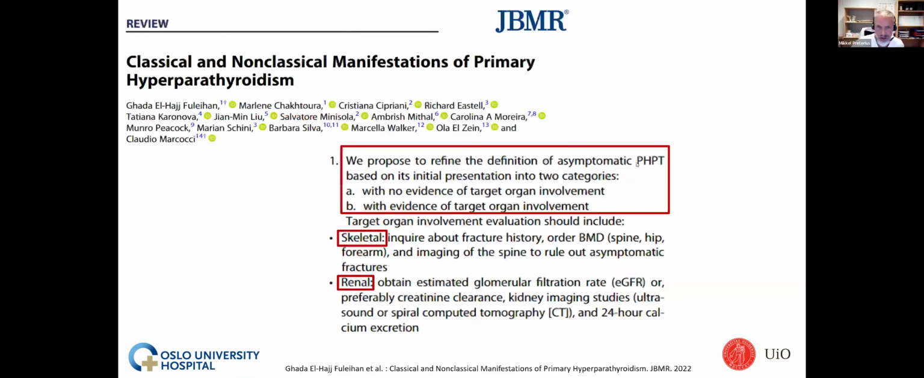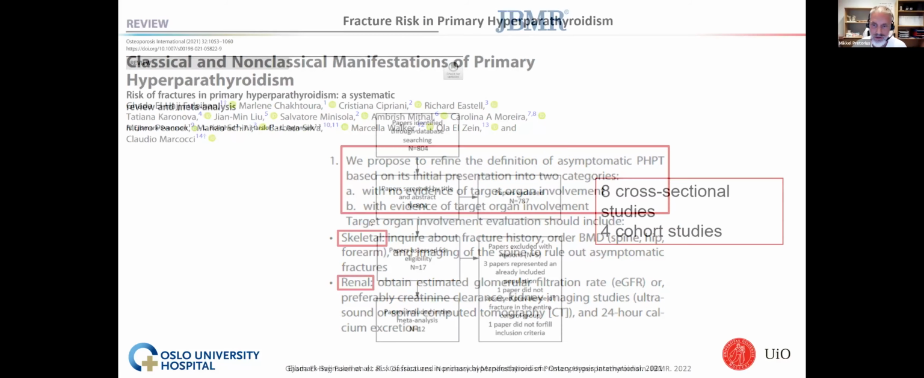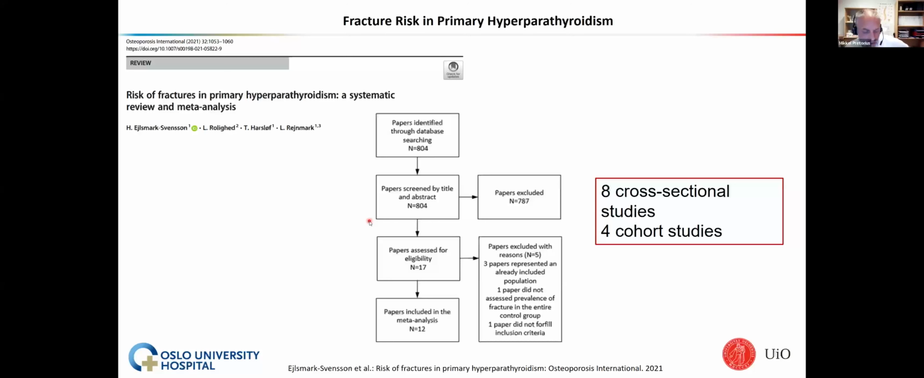It's been discussed for a long time how to define this mild or asymptomatic disease, and that's why the first point of order in the 5th international workshop was to refine the definition into asymptomatic PHPT, either with evidence of target organ involvement or without evidence of this. The target organs here are skeletal and renal, and I will show you some data now on what the problems are with these target organs.